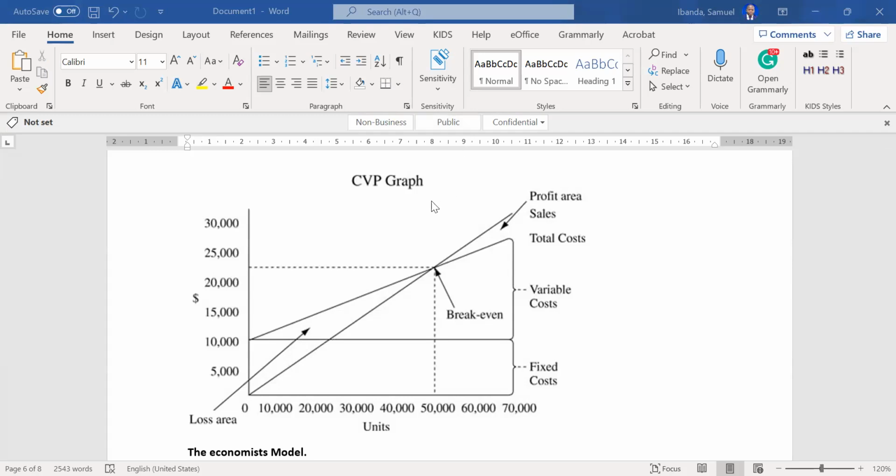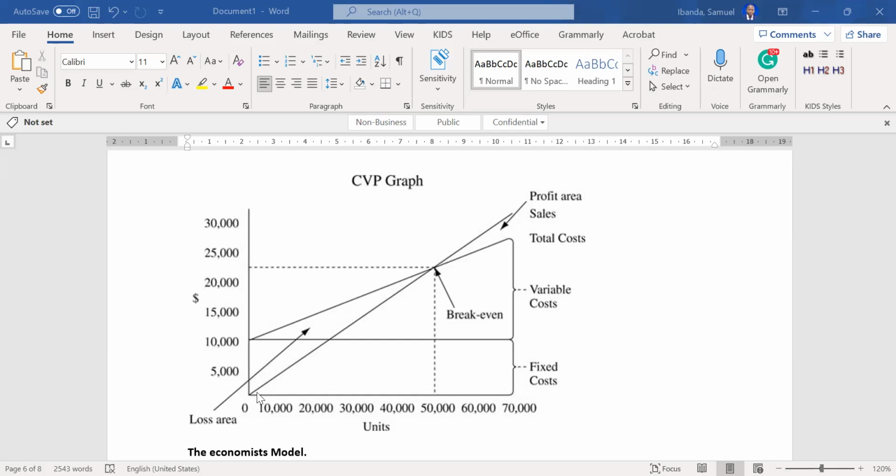So we have our CVP graph, as we can see here. Down here, we have units on our x-axis, and then the y-axis. This is just something to do with cost and revenue. The y-axis represents cost and revenue.